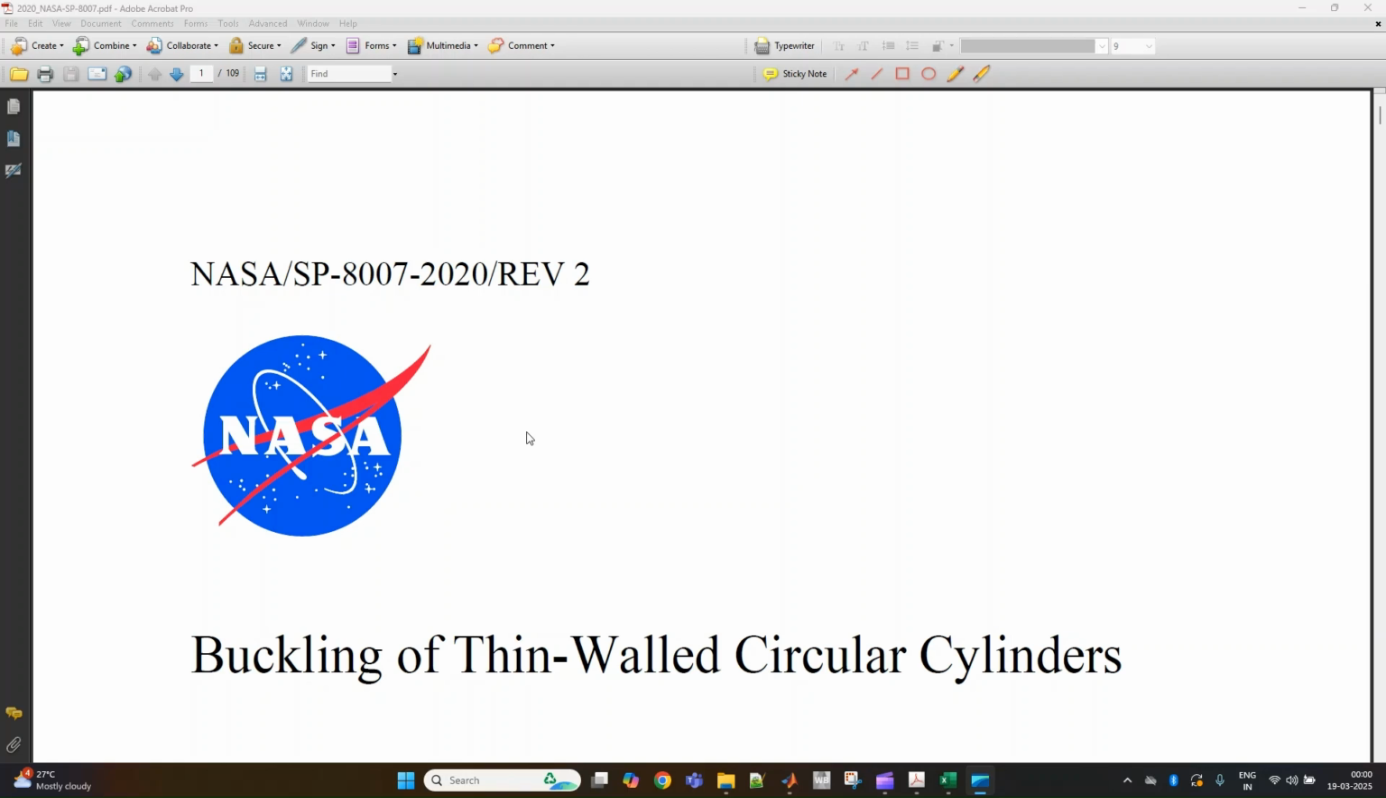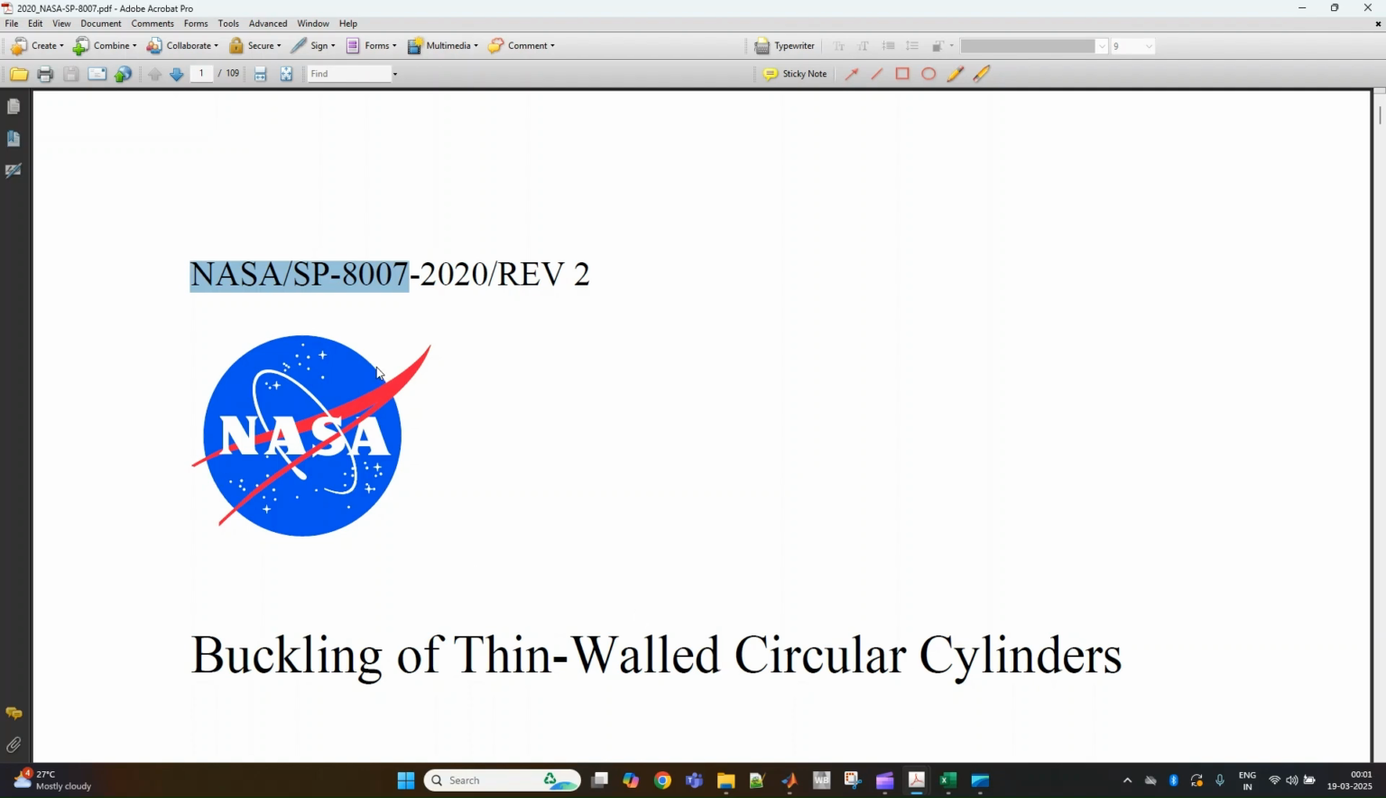Hello friends, I'm going to explain the details about the document titled NASA-SP-8007. This document is about the empirical relations for buckling of thin-walled circular cylinders. It covers both metallic as well as composite cylinders, as well as stiffened monocoque cylinders. So different varieties of cylinders which come under the category of thin-walled circular cylinders have been covered as a part of this document.